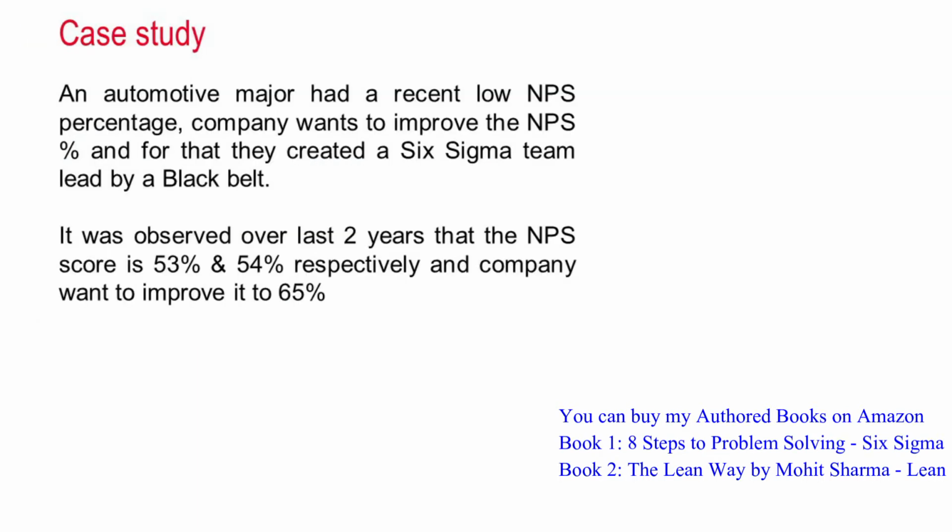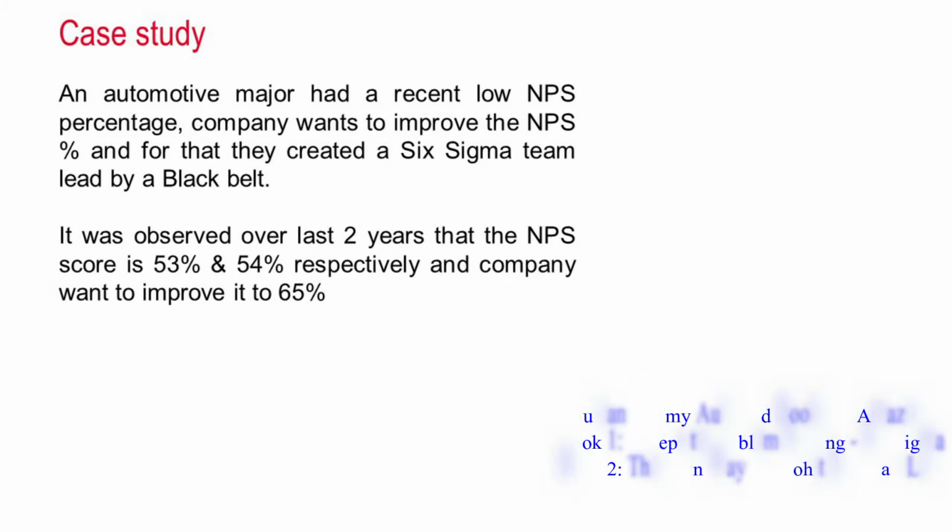So guys, let's move to the case study. The case that we have taken today is of an automotive major company. Their NPS score on the customer experience is low for last 2 years. They are observing that over the last 2 years, the NPS score is 53% and 54% respectively, and they want to improve this score to 65%. For that, they have handed over this project to a team of Six Sigma experts led by a black belt. So they wanted this to be led as a black belt project.